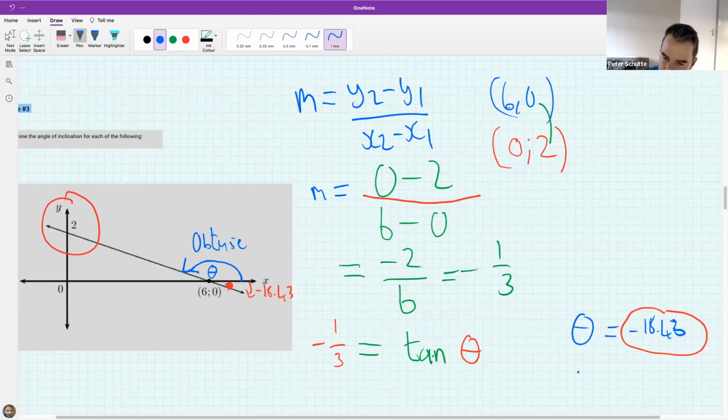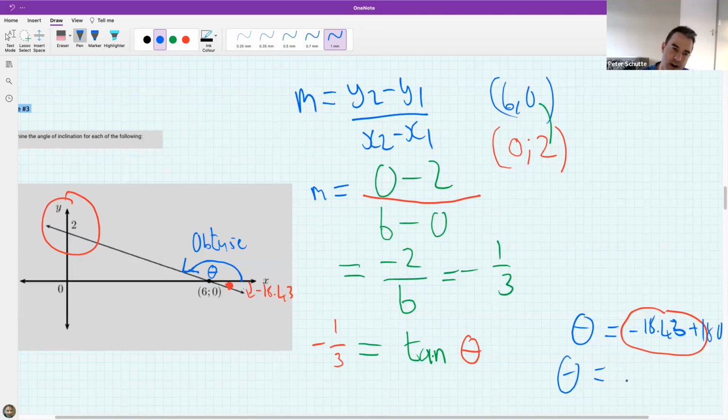So whenever you've got a negative gradient, you take whatever angle you've got, the smaller one at the bottom, and if you want to change it to the big blue one, you have to add 180 to it, because together these add up to 180. So can you now add 180 to your answer and give me the correct answer for the angle of inclination for this line? You found the little red one, but you want the big blue one. And so we're going to add 180. And what do you then get?